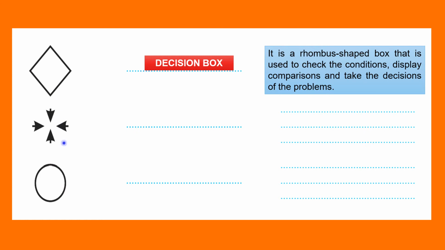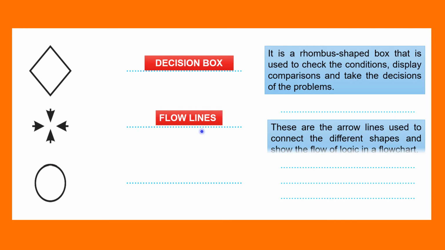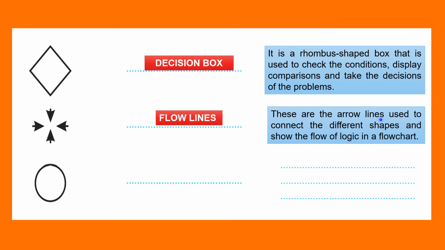Fifth, these are arrows. Name of this symbol is flow lines. And let's see what is the use of flow lines. These are the arrow lines. We can name these as arrow lines or the flow lines also. And these are used to connect the different shapes and show the flow of logic in a flowchart.